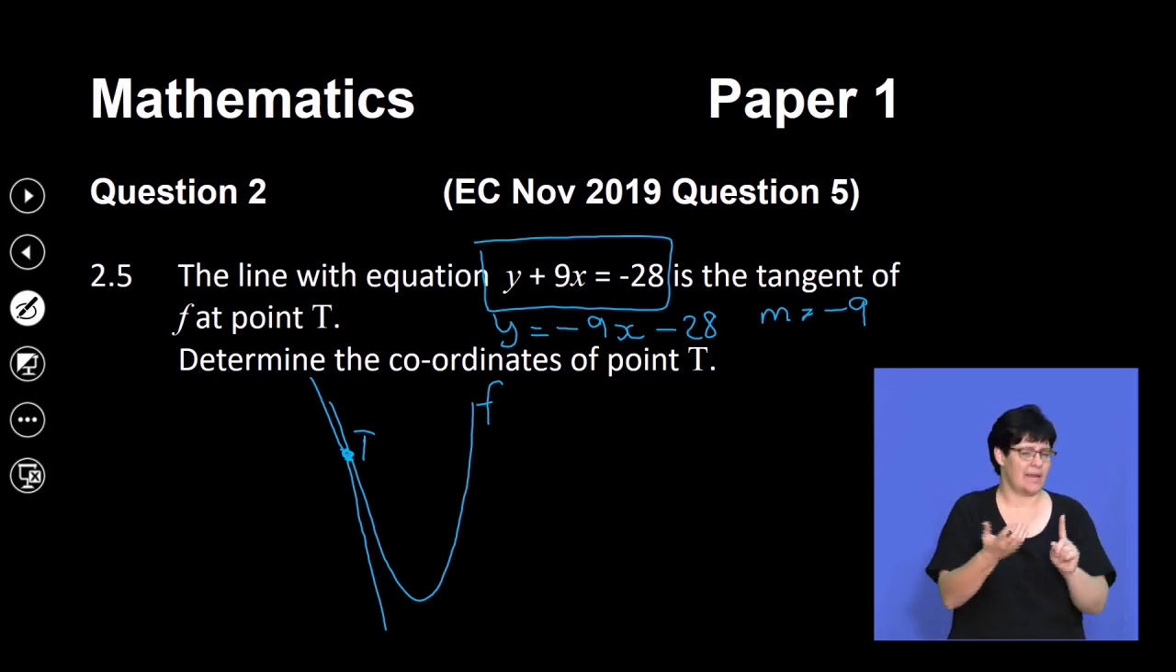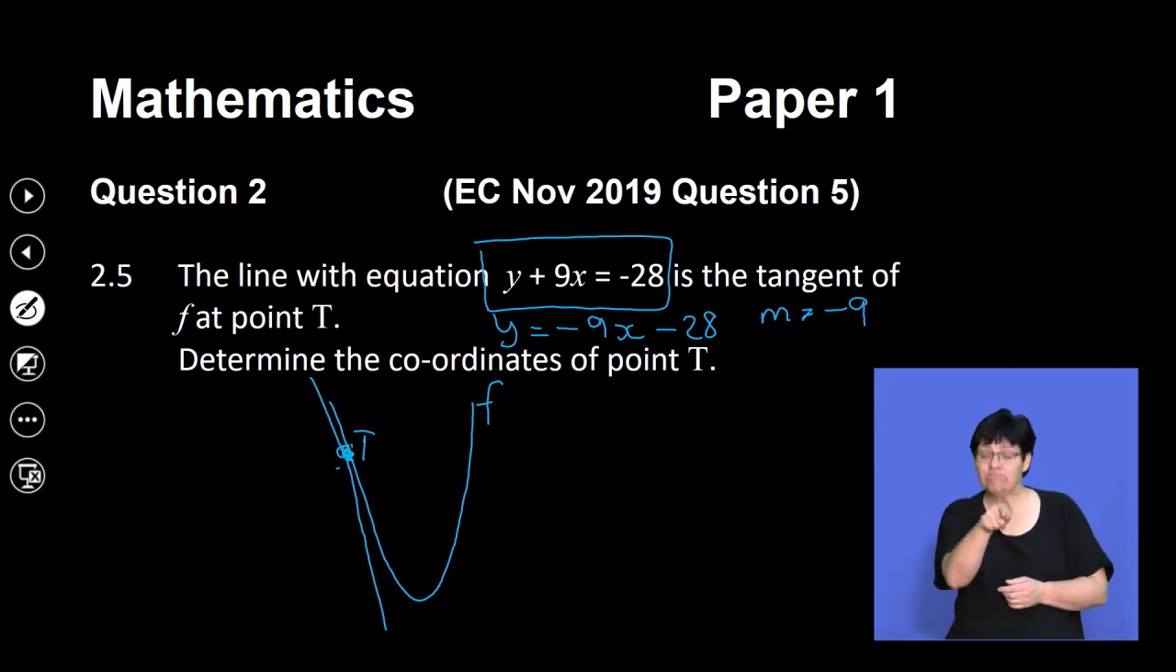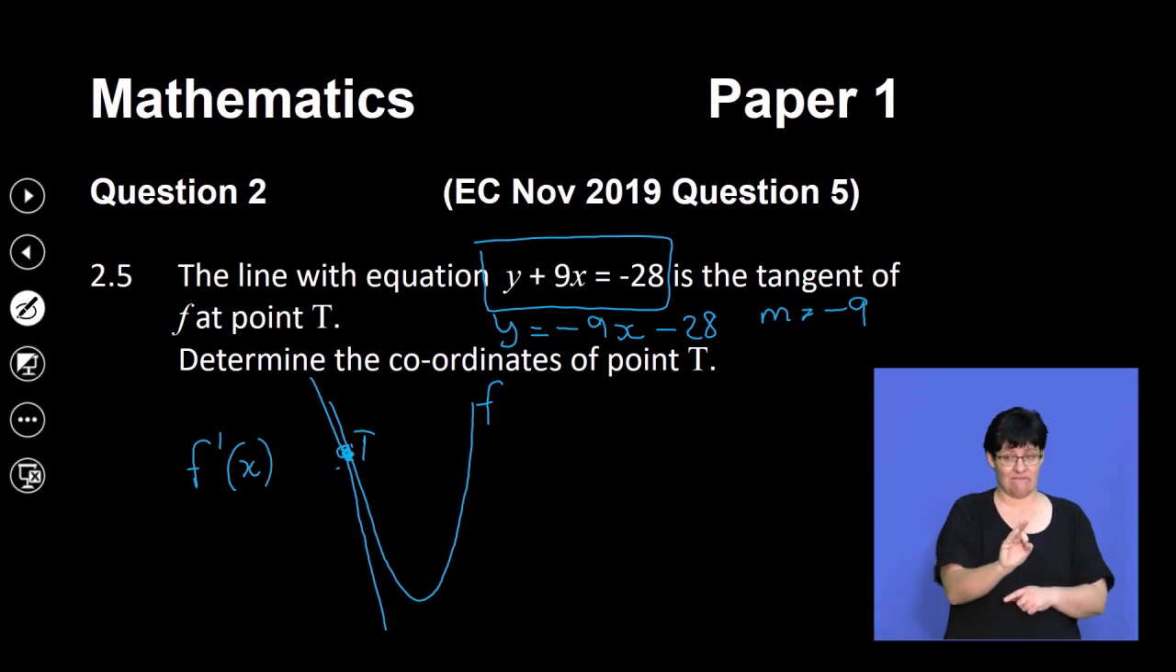So if we can find the gradient of f at that point by using some calculus, by doing some differentiation, we know that the derivative of f must be equal to the gradient of the tangent at that same point. So it must be equal to negative 9.